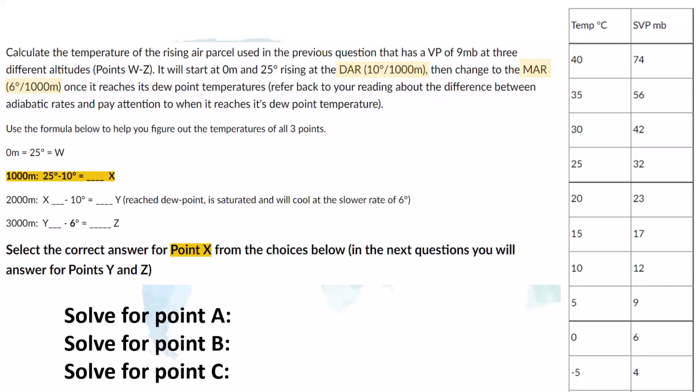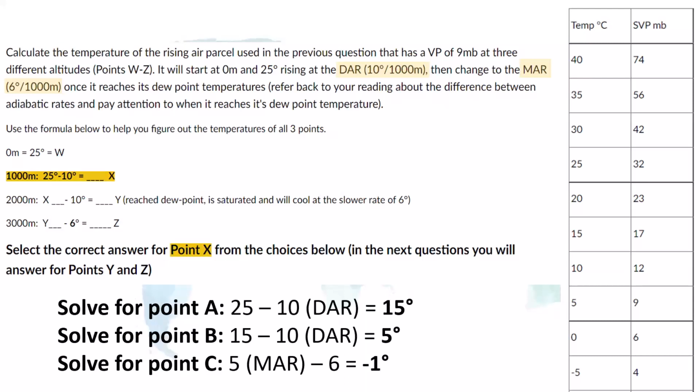All right, let's see how you did. So we did this first one together. We got 15 degrees. And so we can now plug in our 15 degrees Celsius into X, and we know that we are still warmer than our 5 degrees Celsius. So our cooling rate is still going to be 10 degrees for every 1,000 meters. So 15 minus 10 is going to give us 5 degrees Celsius.